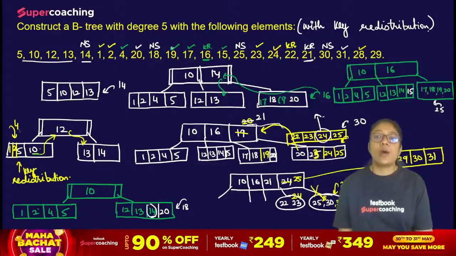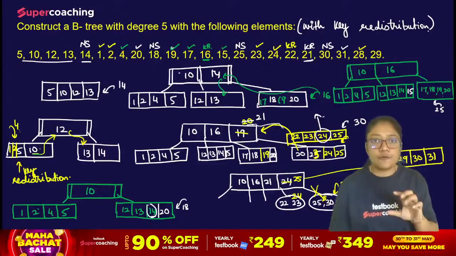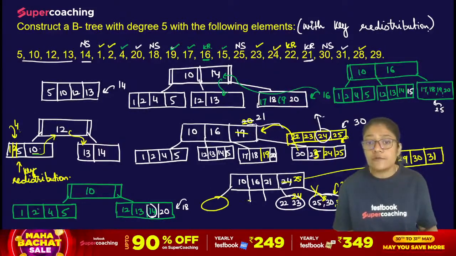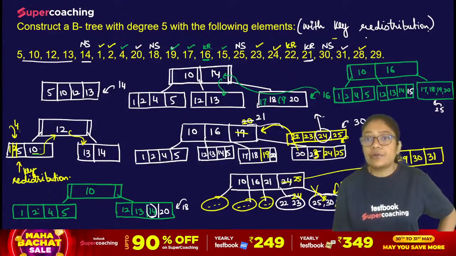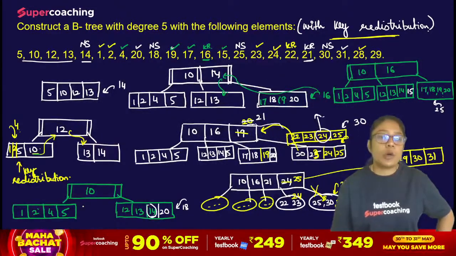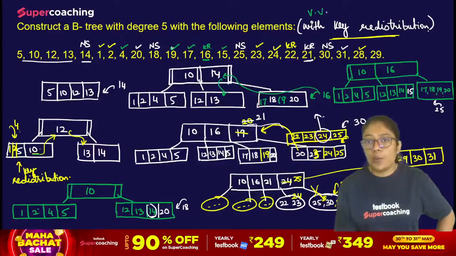Have you observed one thing? In the previous case, for the same set of elements, there were 3 levels, but now we just have 2 levels here. Let me put dot dot here. That means the same nodes are here. Guys, is this concept clear? So this is the benefit of key redistribution. Very, very important concept.